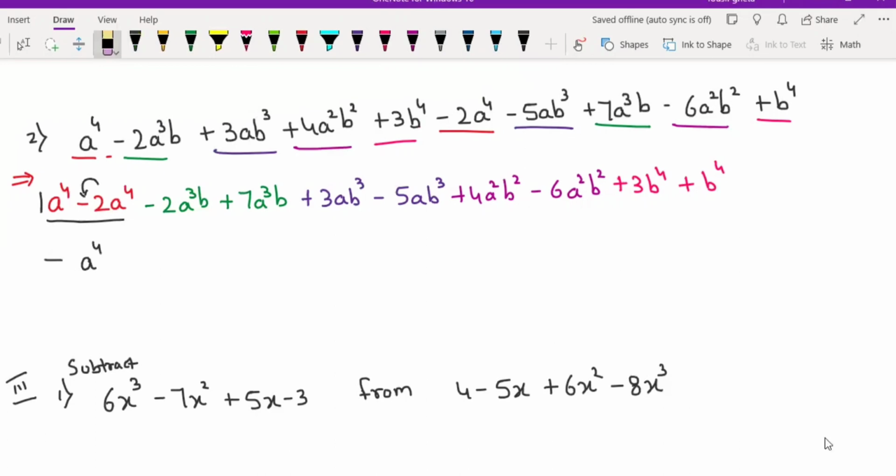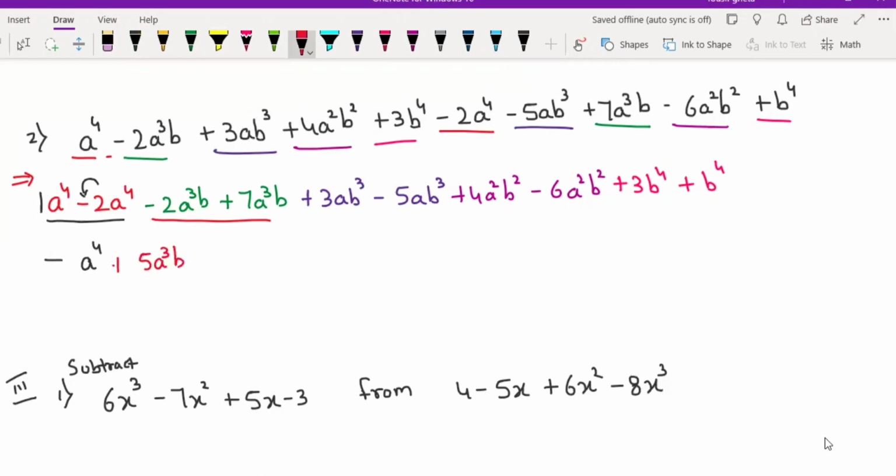Okay, moving to the next 2. That is minus 2 and plus 7. Will give it as how much? 5. That is 7 minus 2 will give it as a 5. The variable remains as it is. The sign will be of the greater term. Which is the greater term? Plus 7. So the sign of the greater term is positive.